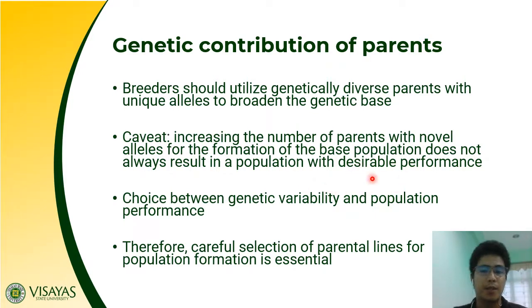If you're using the 10%, then you will have less variability. But if you include some from the 50%, then you will have genetic variability, but the performance is low compared to if you only use the 10%. Therefore, as advice, you need to have a careful selection of parental lines for population formation. Then, of course, that will guide you. It depends upon your goal.